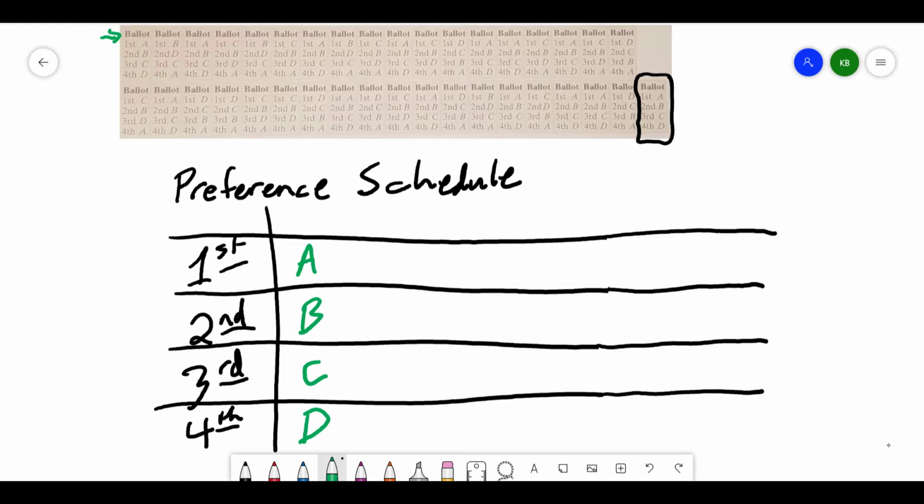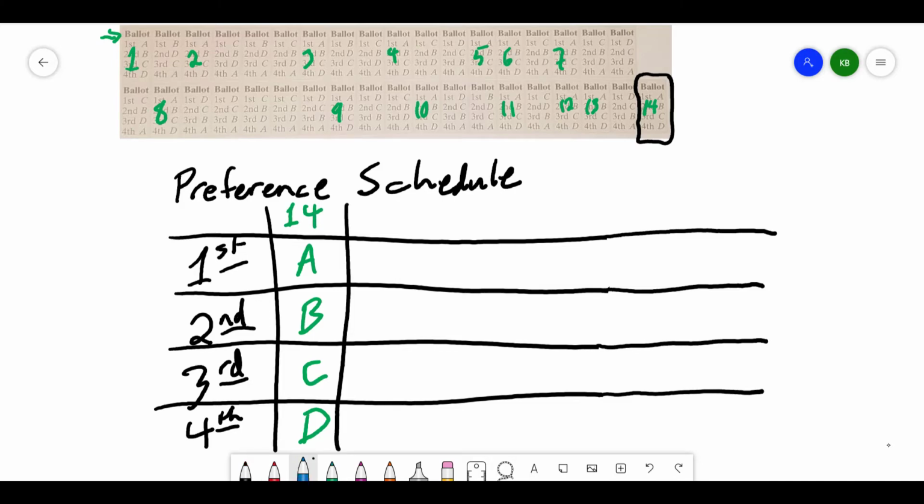Then what I'm going to do is I'm going to count how many ballots look exactly like that one. So this is 1, 2, 3, 4, 5, 6, 7, 8, 9, 10, 11, 12, 13, 14 ballots look exactly like that. So I'm going to put an entry of 14 above that ballot.